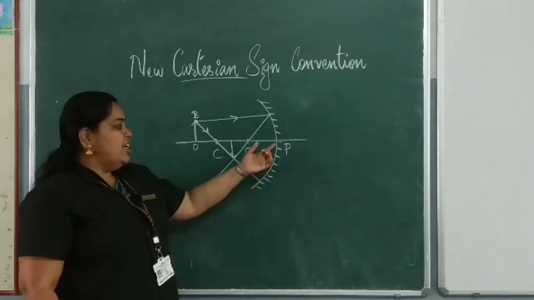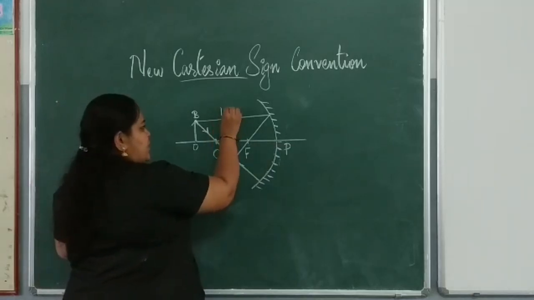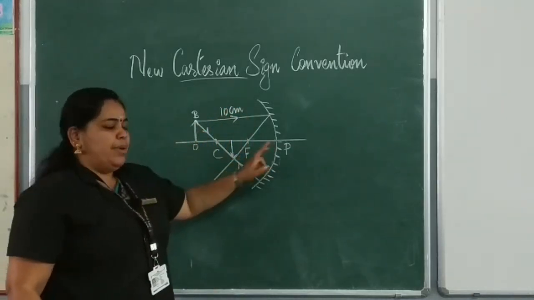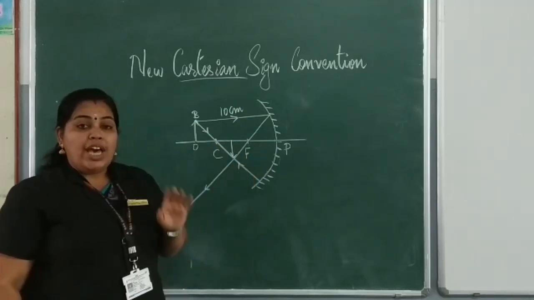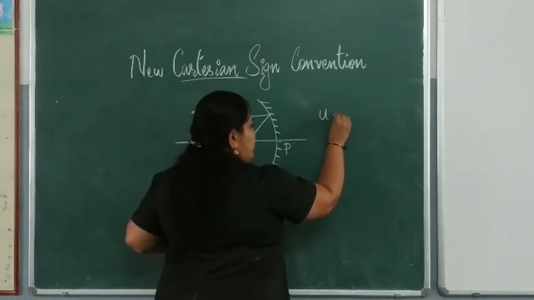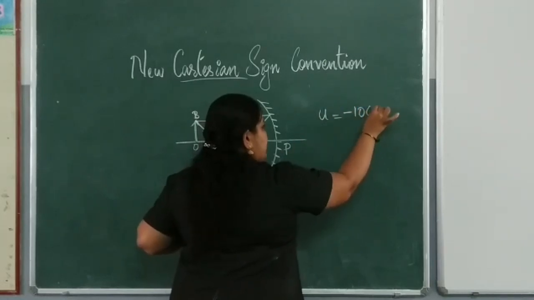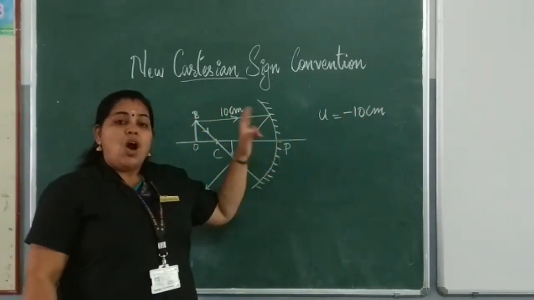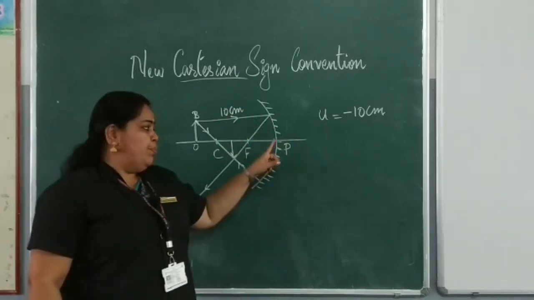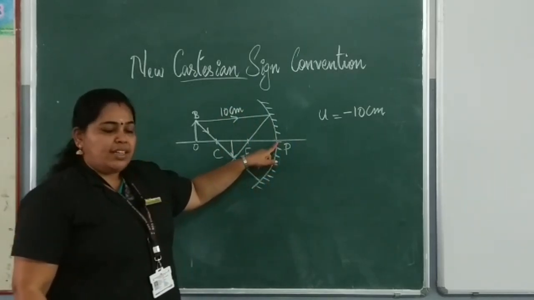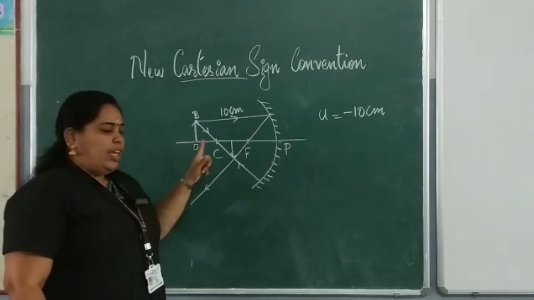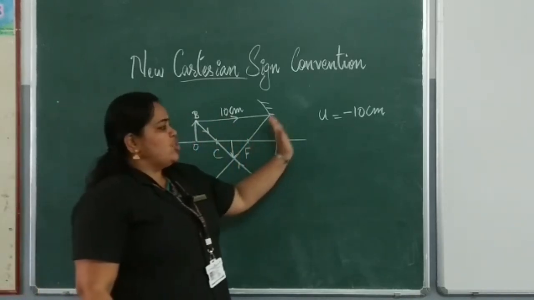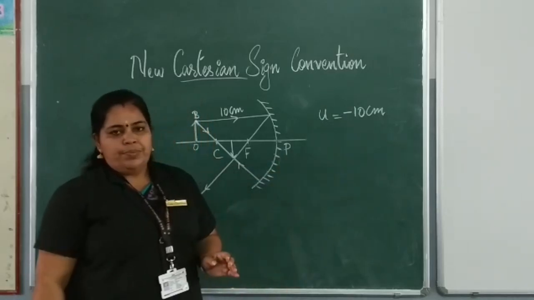Suppose the distance from the object to the mirror is 10 centimeter, then you have to write it as u is equal to minus 10 centimeter. Why are we writing minus? Because all distances are measured from the pole, so we start from here, from here to this side. Distances measured to the left are negative and those to the right are positive.